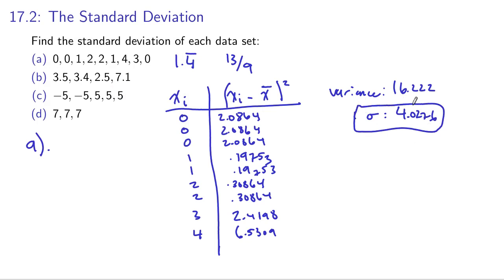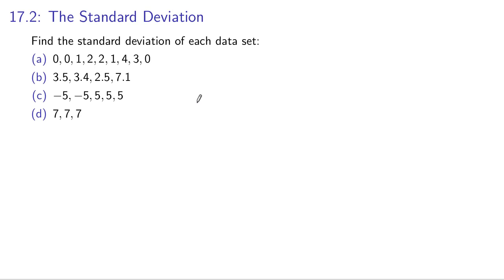This standard deviation gives us a sense of how much spread there is in a data set. If the standard deviation is small, it means most of the numbers are close to the mean, and if it's very big, it means most of them are far away, or many of them are far away. So let's go on and look at B.